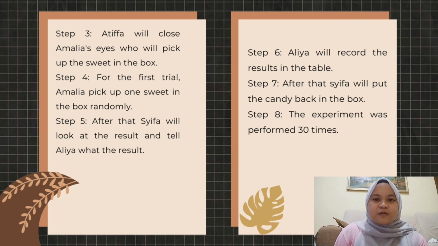Step 4. For the first trial, Amalia picks up one sweet in the box randomly. Step 5. After that, Shifa will look at the result and tell Alia what the result is. Step 6. Alia will record the results in the table. Step 7. After that, Shifa will put the candy back in the box. And for the last step, the experiment was performed 30 times.